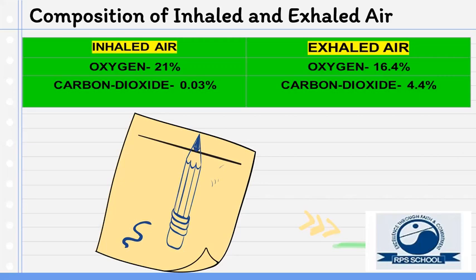Now let's talk about the composition of inhaled and exhaled air. The inhaled and exhaled air differ in the percentage of oxygen and carbon dioxide. The air that we inhale approximately has 21% of oxygen and 0.03% of carbon dioxide. The air we exhale has 16.4% of oxygen and 4.4% of carbon dioxide.